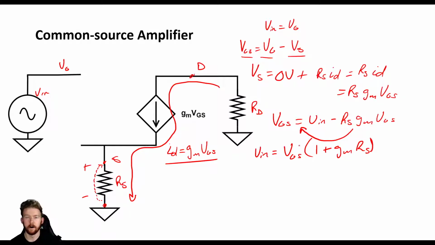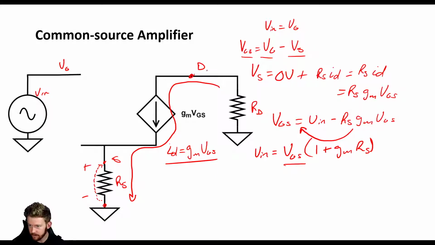So that is our input voltage, okay? So we have input voltage is equal to VGS times 1 plus GM RS, okay? So this is a pretty good expression for our input voltage, okay? Because it has this VGS, we think maybe we can factor it out later, and then we only have these two physical parameters, okay? Now let's try and do the same thing for V out.